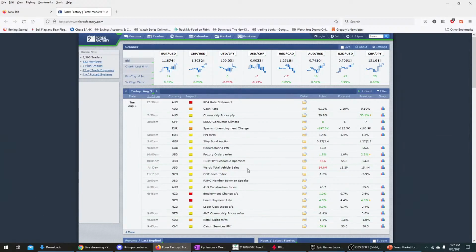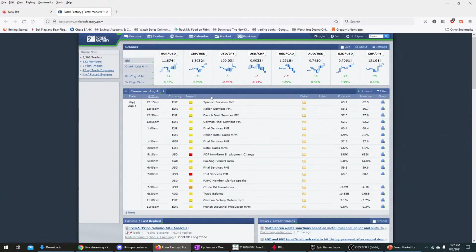Okay, so this is today's report, and this is tomorrow's. The red ones are pretty important. The yellow ones are like, nah. The orange ones are like, maybe that's important. That's really important for oil, though, so we'll see.